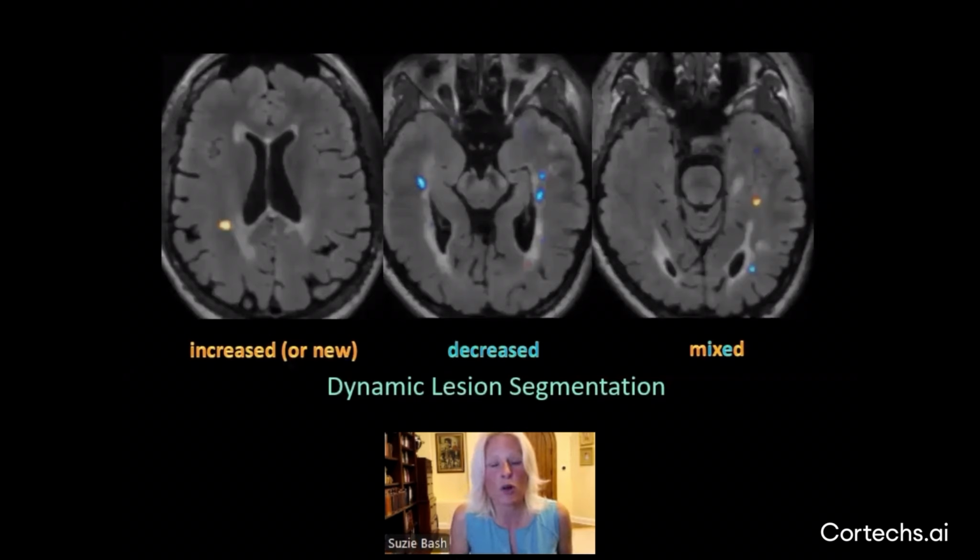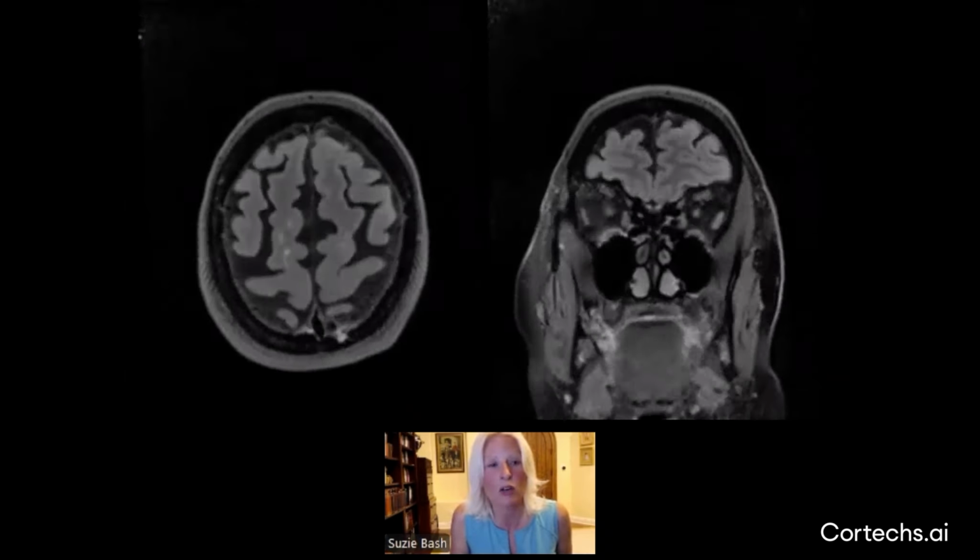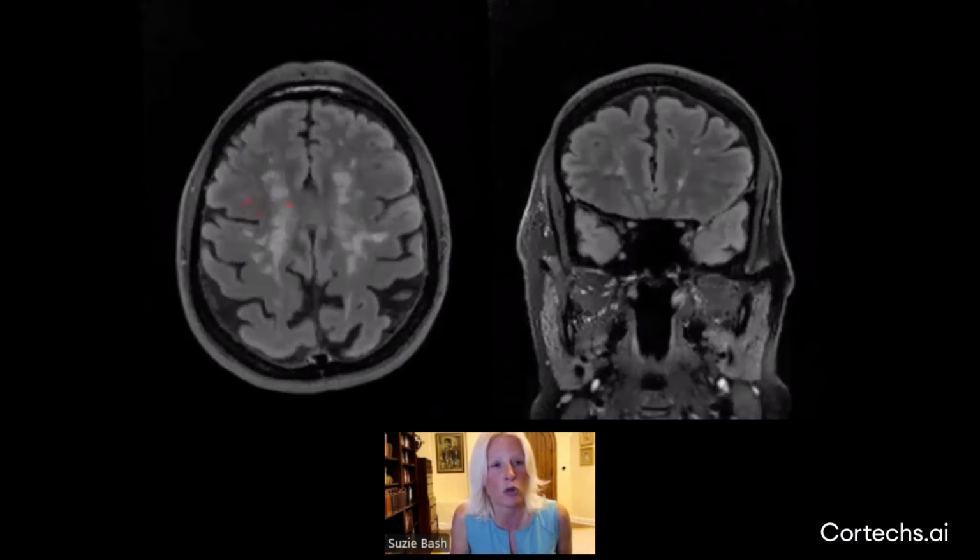Neurologists very much care about the longitudinal analysis of their patients because there are a lot of good disease modifying therapies out there. And if there are a lot of new or enlarging plaques, the neurologist will typically switch therapy for the patient. So they're really relying on the radiologist to give an accurate interpretation.